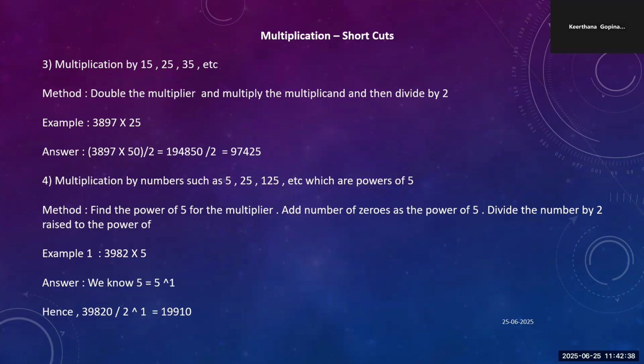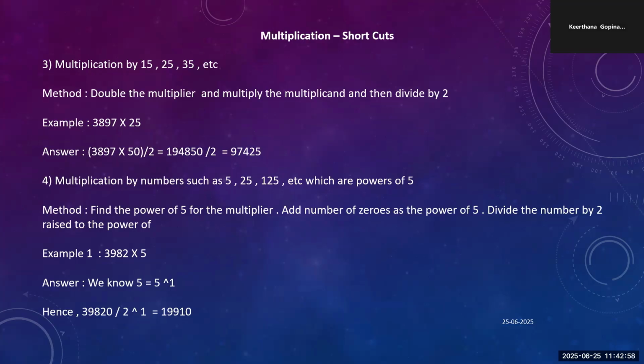It's very easy to solve. If you have to multiply by 101 or 1001, all you have to do is multiply by 100. If it is 101, multiply by 100, add 1. In subtraction, you would subtract 1. That's all.